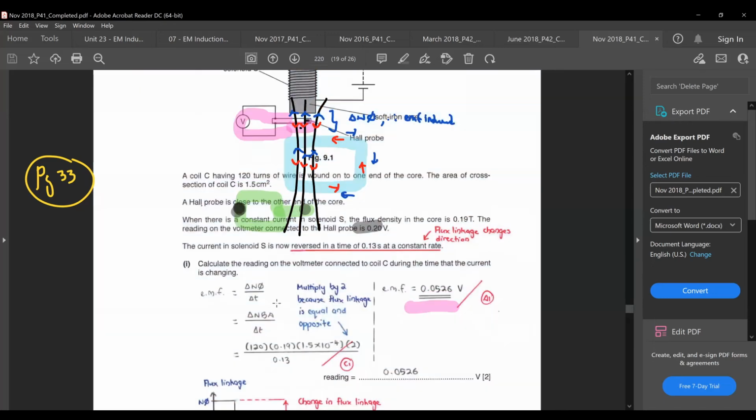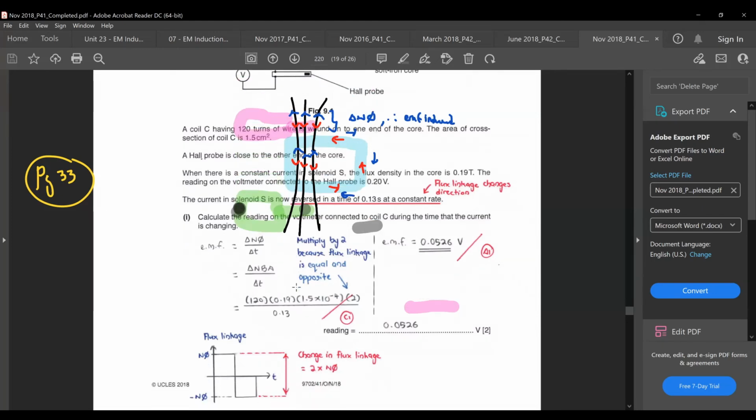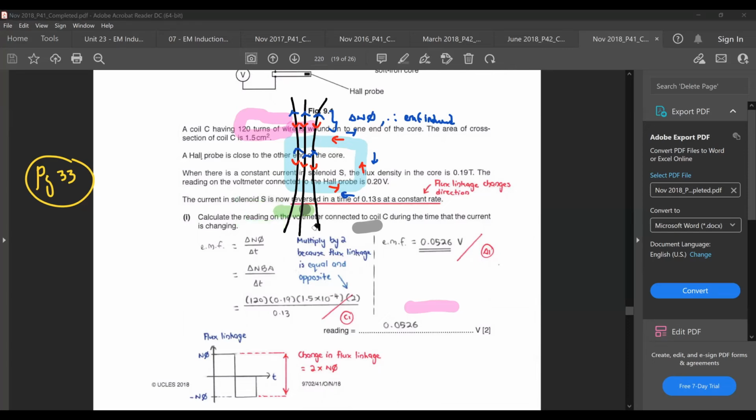Now then from there, we are going to multiply. And then from there, we're just going to sub in the values. Now, if I ask you the flux linkage versus time graph, it by right would look like this.